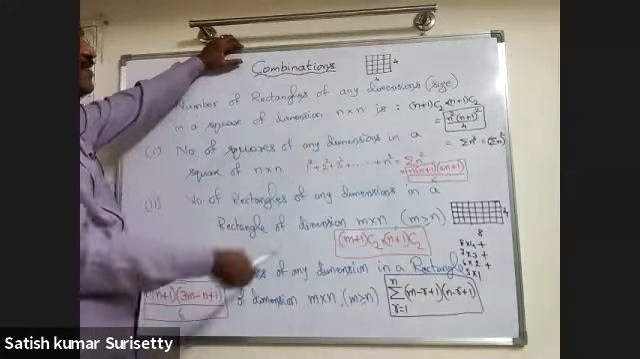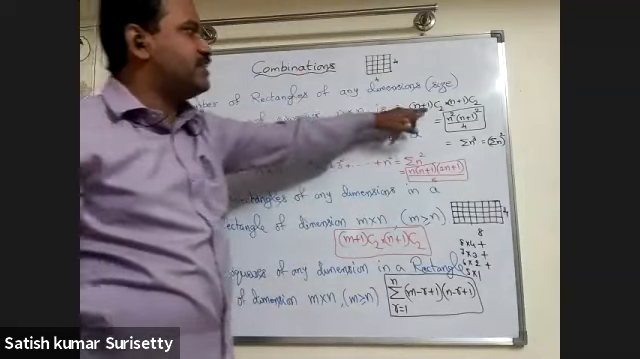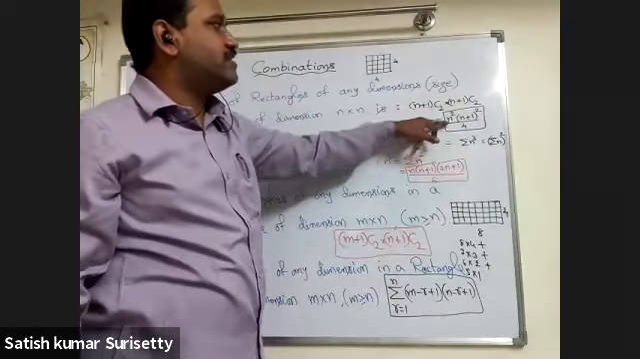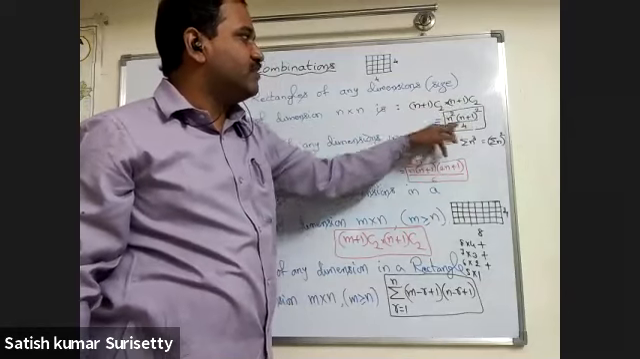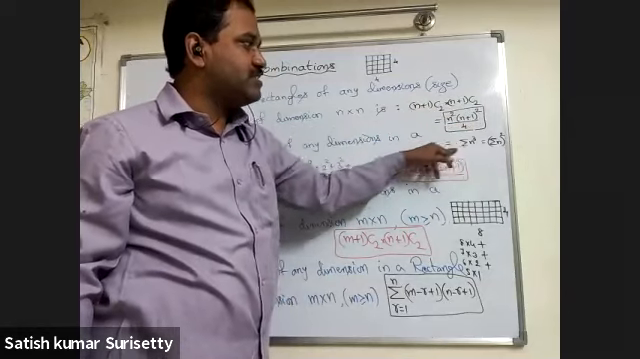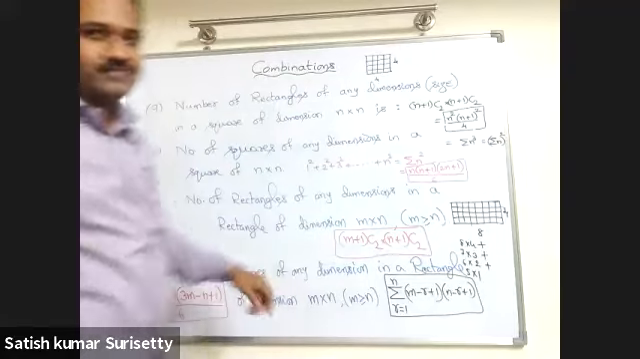Now, when I generalize for n by n, it will be n plus 1 c2 into n plus 1 c2, which is same as n square into n plus 1 whole square by 4, which is a formula for sigma n cube, which is same as sigma n whole square.